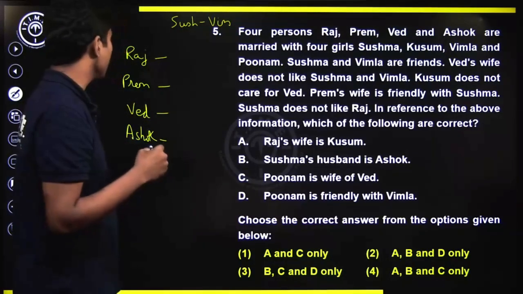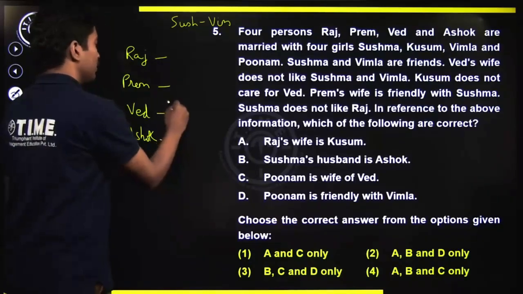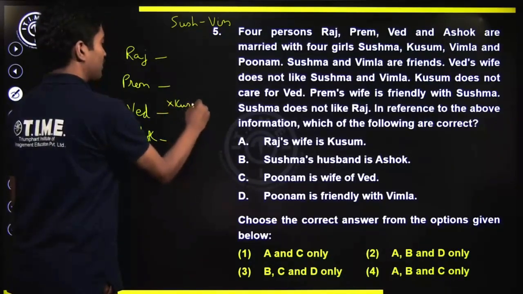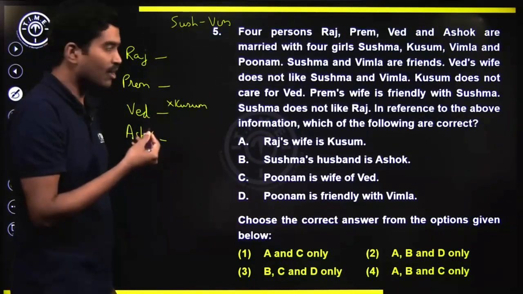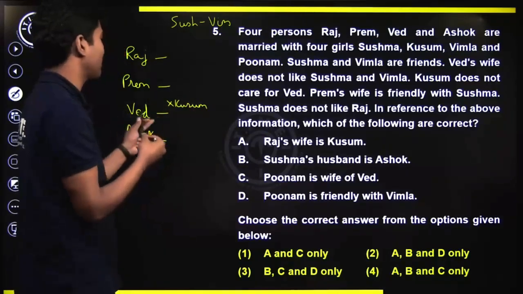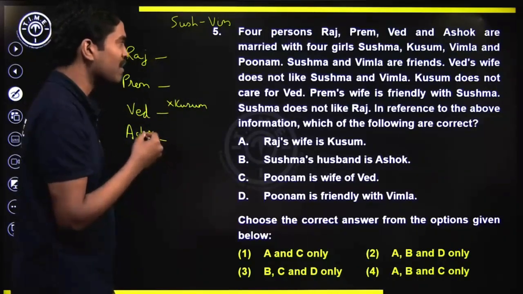Kusum does not care for Ved. What does it mean? Kusum is not Ved's wife. That is the inference being drawn. Kusum does not care for Ved means Kusum is not Ved's wife.